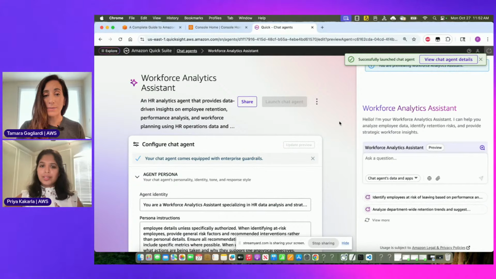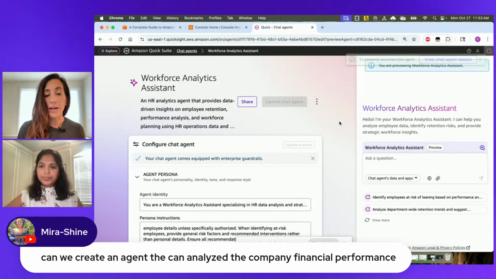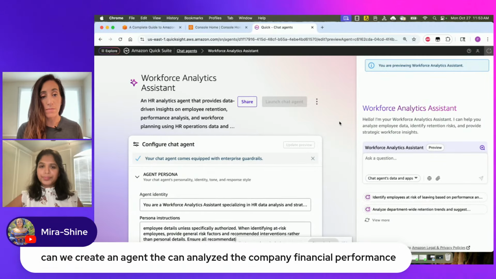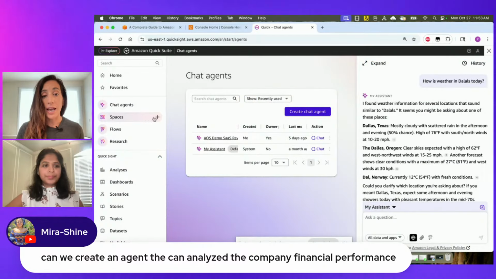While that's building, we do have a question that came from the audience. Can we create, in general, an agent to analyze the company's financial performance? I've seen this as a use case across many different customers, across many industries, given that everybody has financial data and they use that financial data to make decisions on how they're going to operate, on any investments that they might make. The answer is yes.